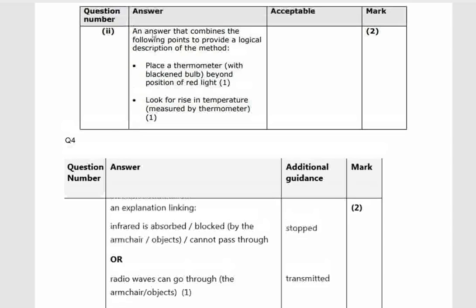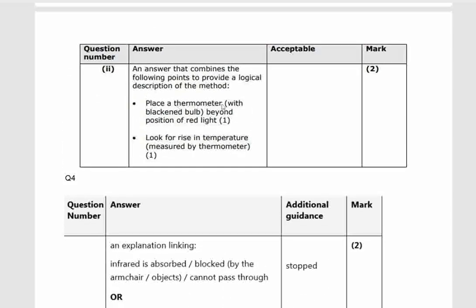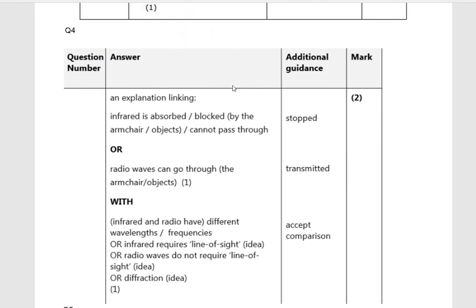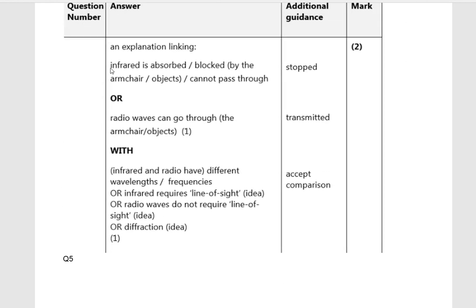Here we go. This one here, place a thermometer. Oh, this is the bulb. Beyond the position of red light, look at the rise in temperature. That's it. So place the thermometer near the bulb and wait for the rise in temperature. That's it. Okay, and the last question: infrared is absorbed by the armchair, can it go through?